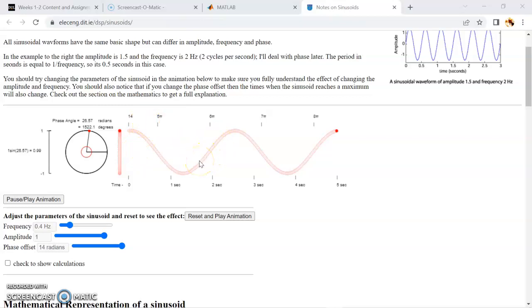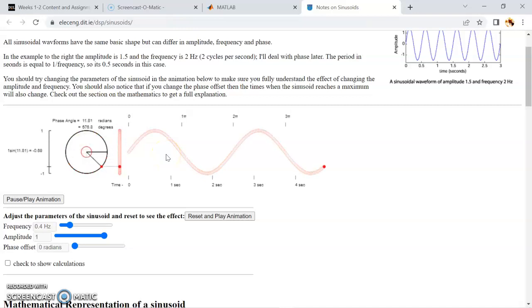So there's three main factors for a sinusoidal waveform: frequency, amplitude, and phase. For frequency, it's usually measured in hertz, which is how many cycles the waveform goes through in a second. And you can see it here. This waveform has 0.4 hertz, so it goes through, I believe, 2 cycles in 5 seconds.